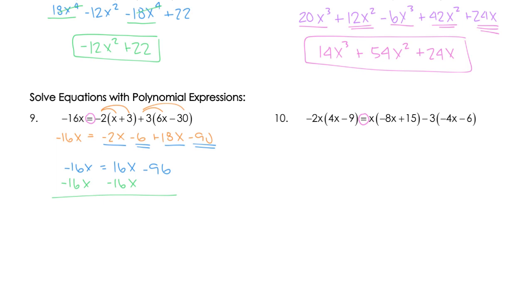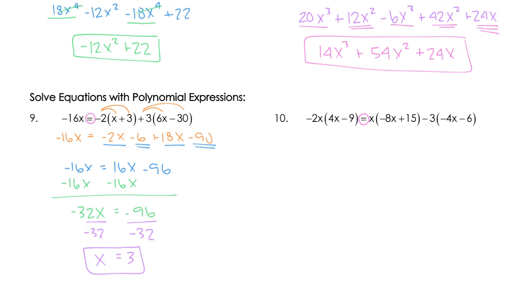So the only thing left to do is get my x's all on the same side. So negative 16 and negative 16, those do not cancel out. They make negative 32x equals negative 96. Divide both sides by negative 32, and x is equal to a positive 3.